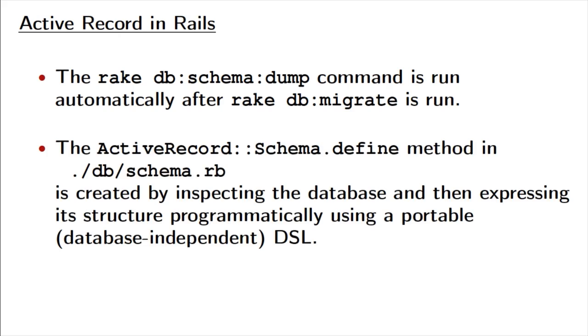There's a schema object, and the schema define method is what is used. It inspects the database, and then it uses a domain-specific language to express the database in a portable format. We've already looked at the schema.rb file in a previous lesson. If you look back at it, you'll see that it's using an active record method that I just described.